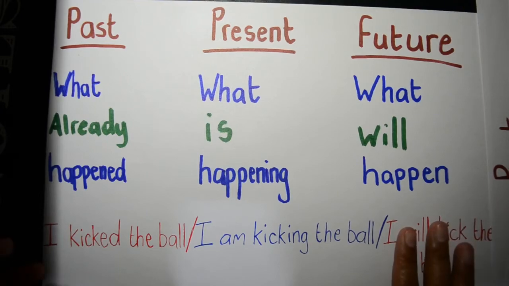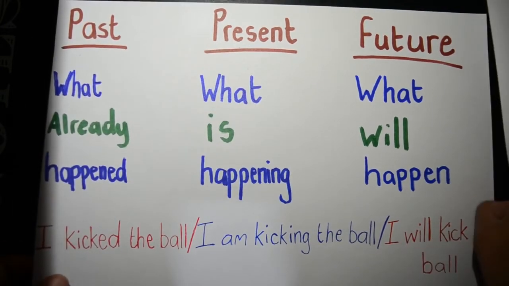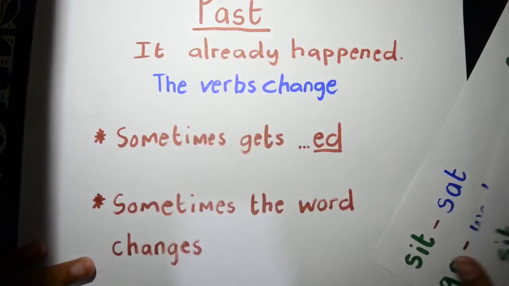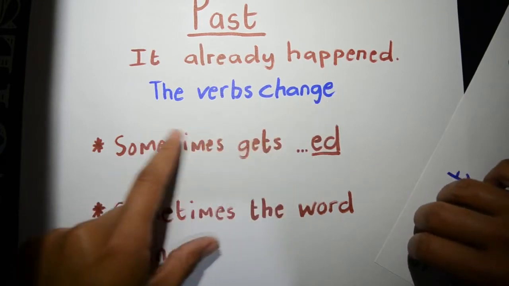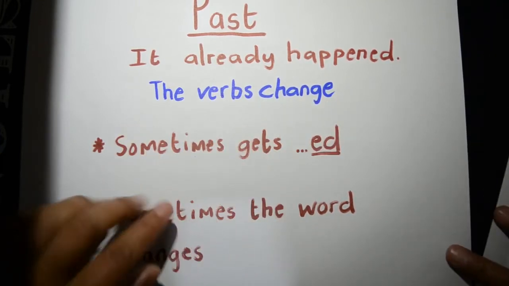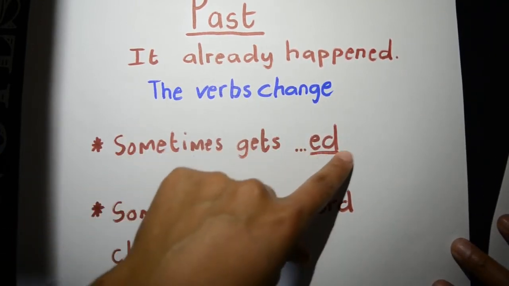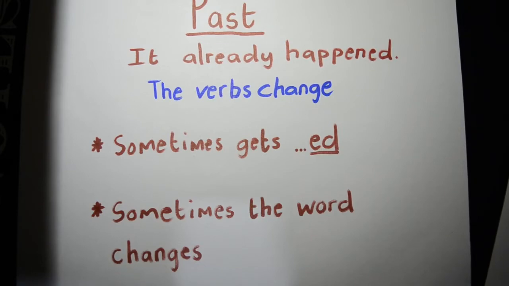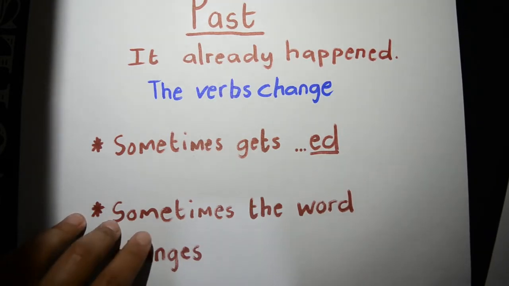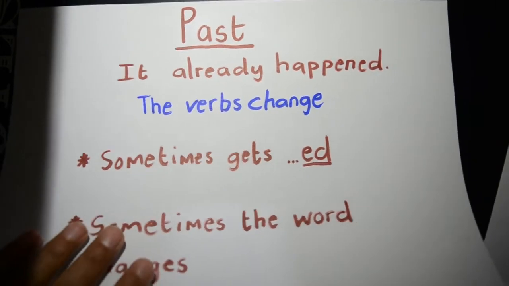Okay. So today we're just going to be dealing with past tense. Okay, and remember, it already happened. It already happened. The verb changes. Sometimes it gets ed at the end, like I showed you, kicked. And sometimes the word changes. Sometimes the whole word changes. So I'm going to show you some of these words and give you an example.